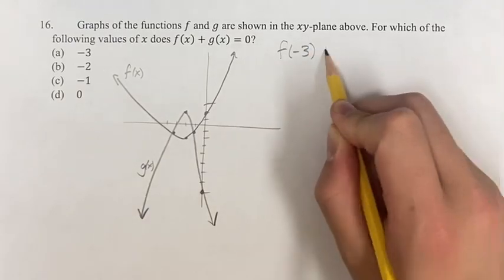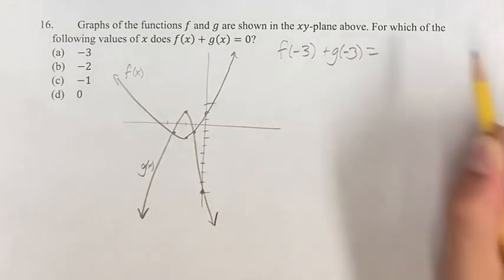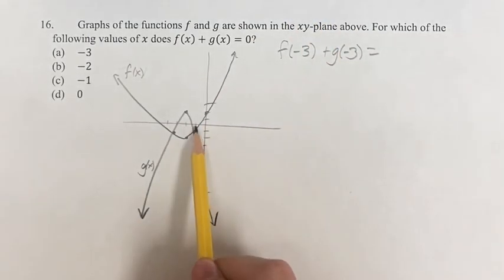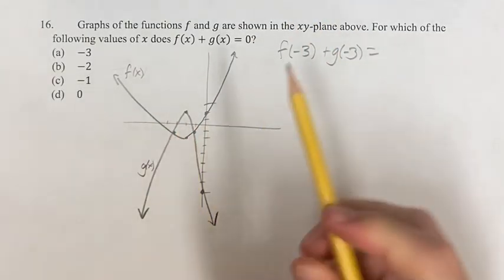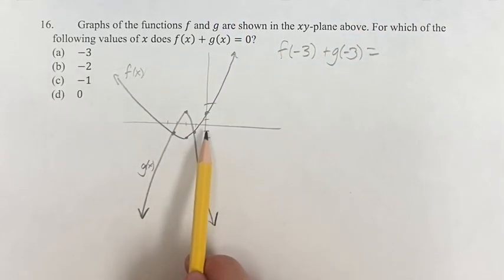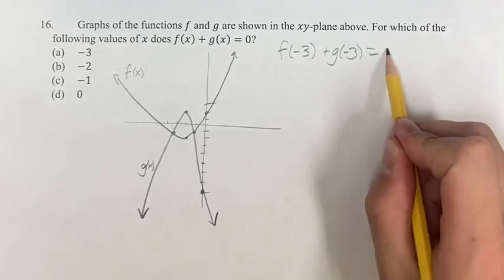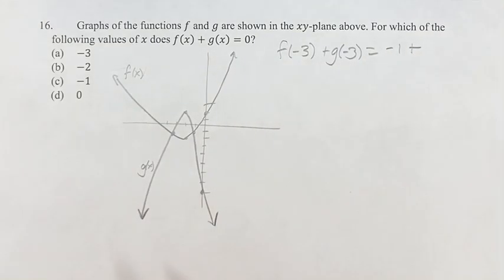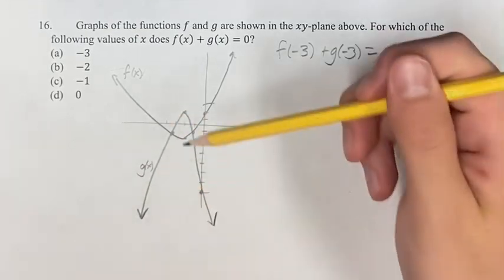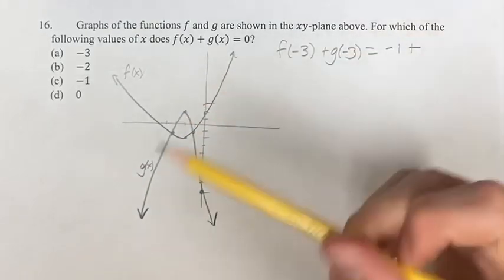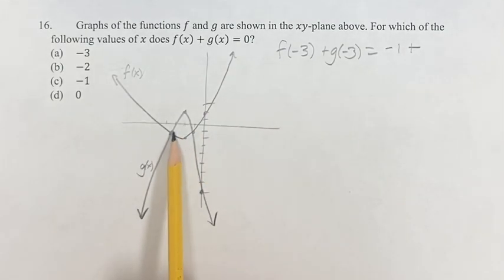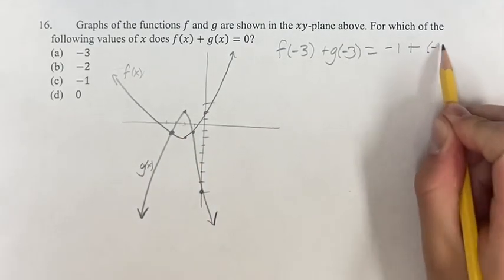Well, f of -3 plus g of -3 equals... this is the graph of f. If we go x is -3, that goes -1, -2, -3. The graph of f is at this point right here, which correlates with the value of -1. So we have -1 plus, and then if we do the same for g of x, we have this curve right here, and going -1, -2, -3, you see it goes down, and it's actually intersecting at the same point. For -3, it is also equal to -1.